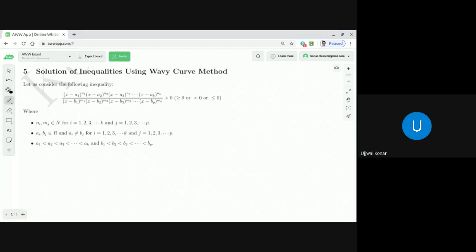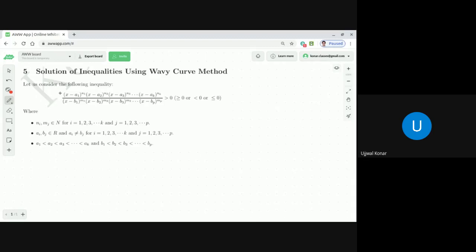Here, we are going to achieve the solution to inequalities of this form, as you see on the screen. In the numerator, you see x minus a1 power n1 into x minus a2 power n2 into x minus a3 power n3, dot dot dot, up to x minus ak power nk. What are a1, a2, a3 up to ak? These are real numbers. And what are n1, n2, n3 up to nk? These are natural numbers. That is what we see in the numerator. But what is there in the denominator?